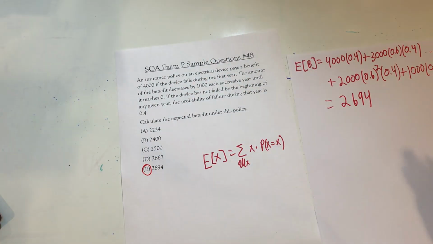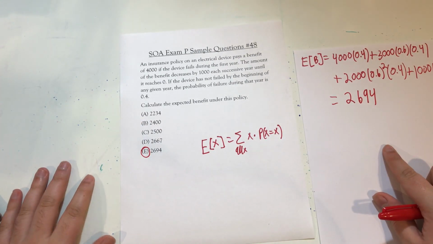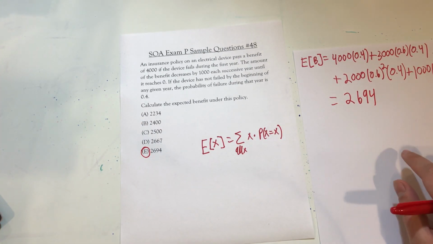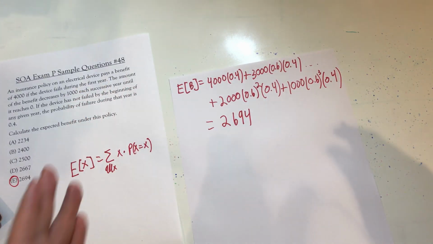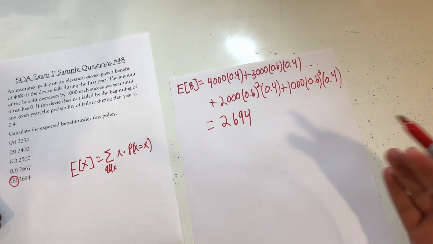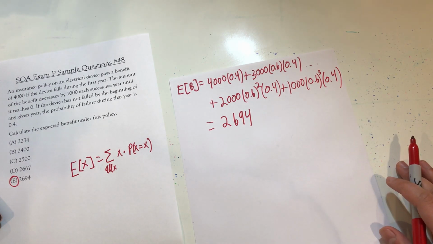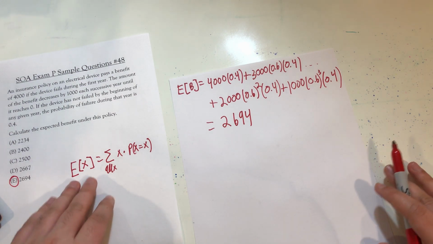All right, so brief overview. This problem didn't require much, simply how to calculate an expected value. I'm adding up, for all possible values of x, the value multiplied by the probability of me receiving that particular value of x, getting me 2,694. Simple and clean.